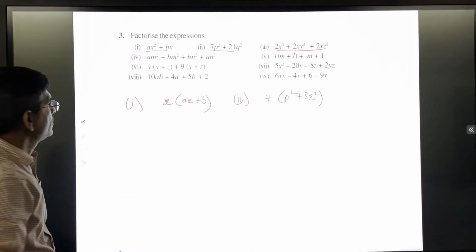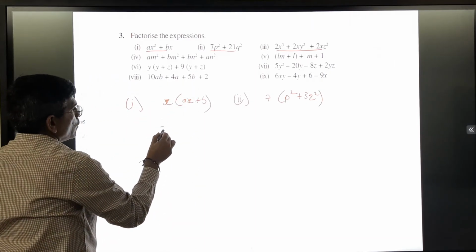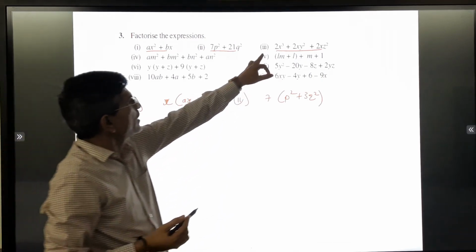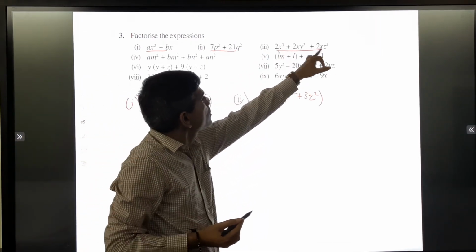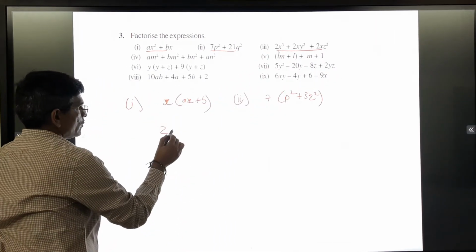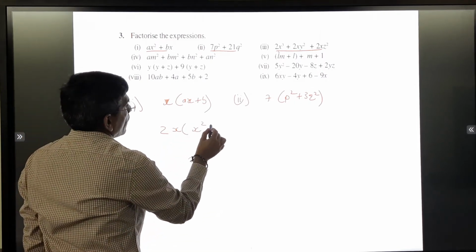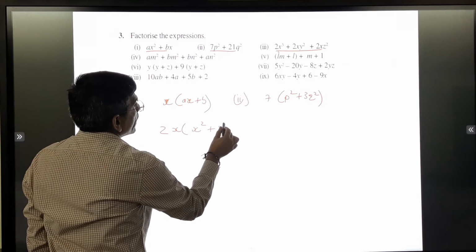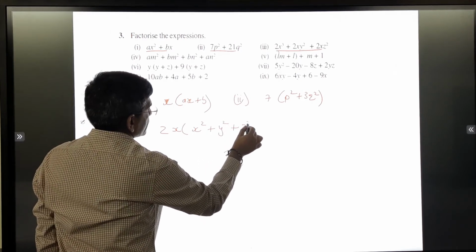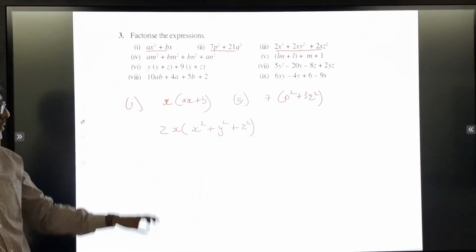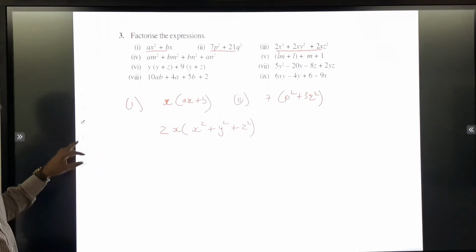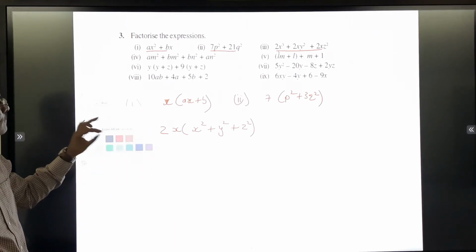Now in the third, 2 is common. If you see here, 2 is there and x is also there. So 2x we have to make common. So in the bracket I have to write x square plus y square plus z square. So 2x in bracket x square plus y square plus z square.